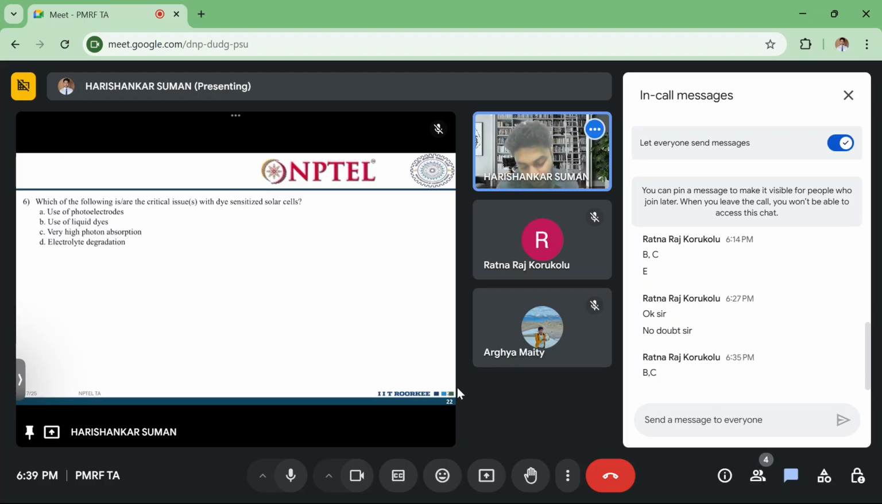Next, which of the following is a critical issue with the dye-sensitized DSSC solar cell? Please choose your option.